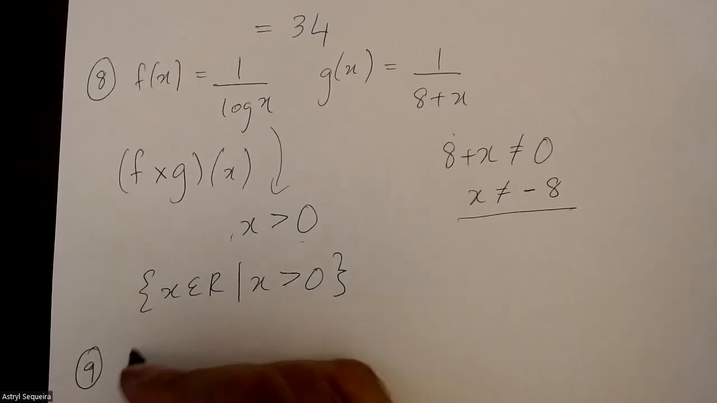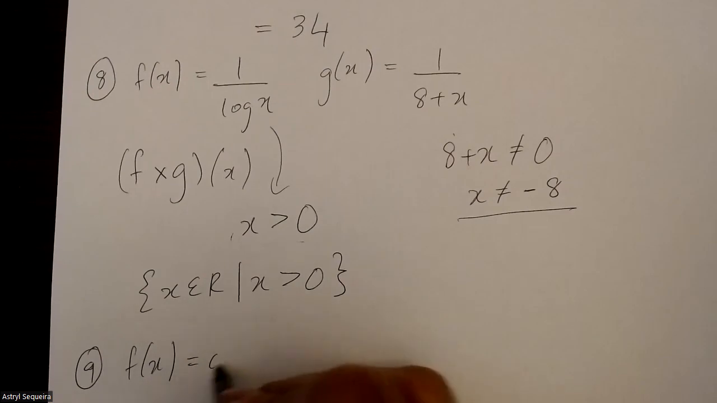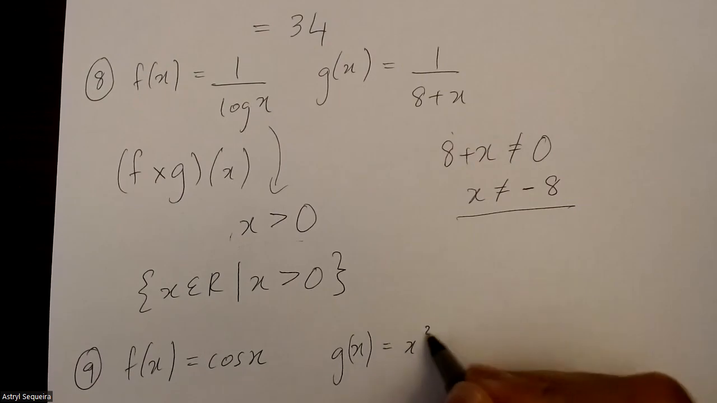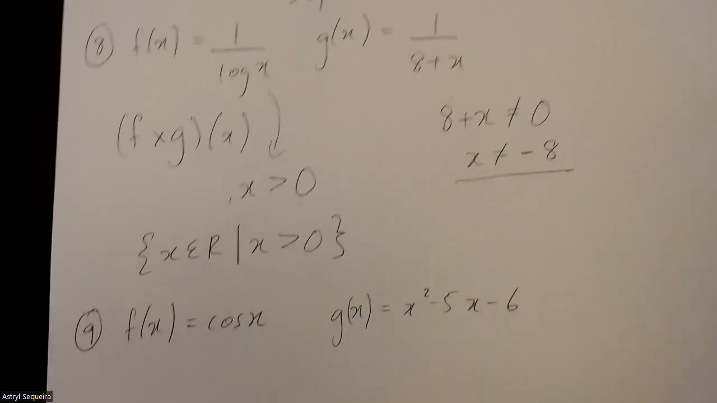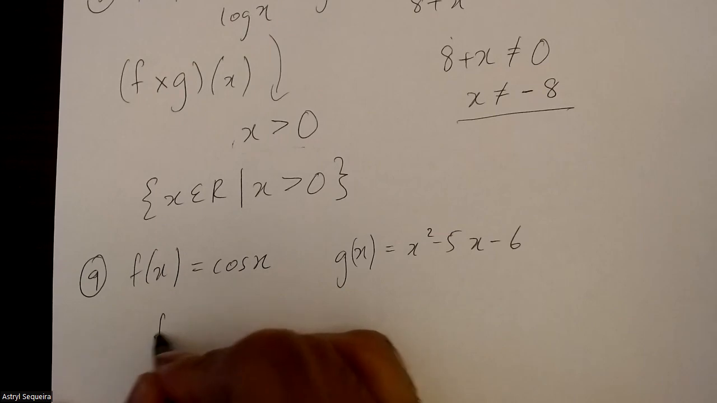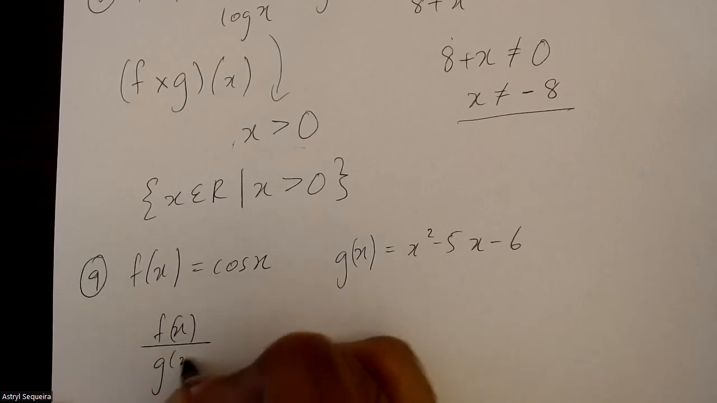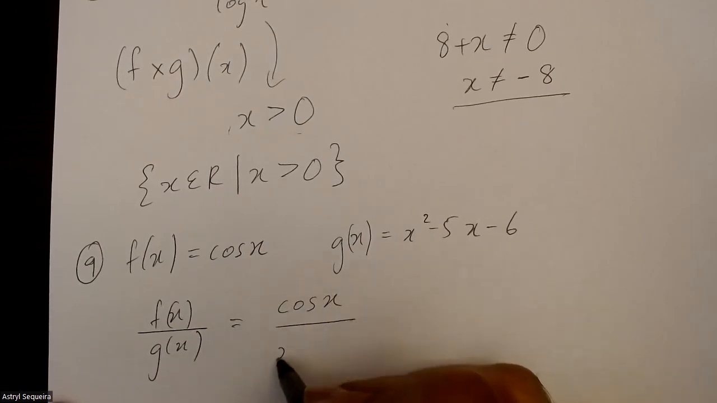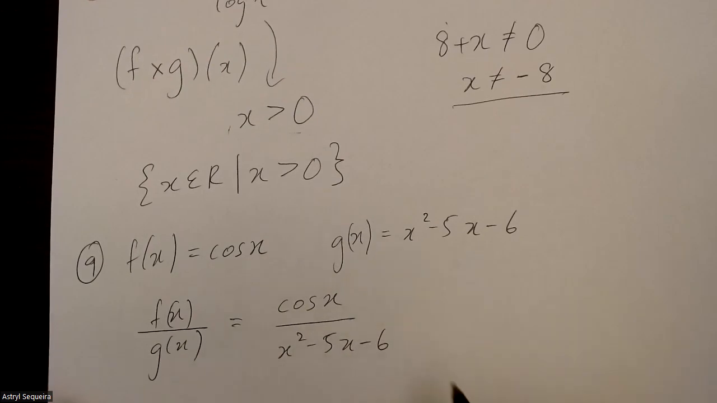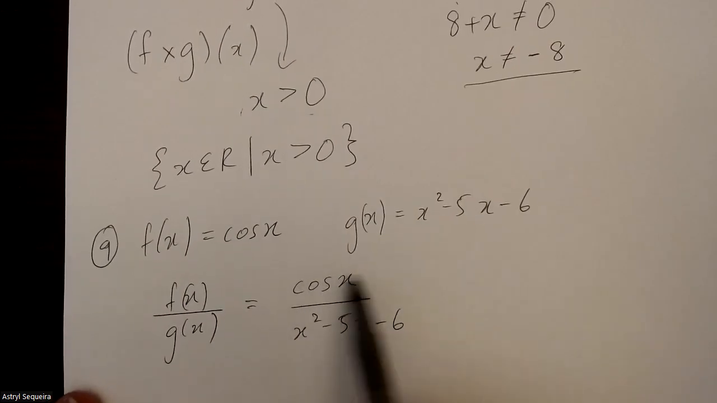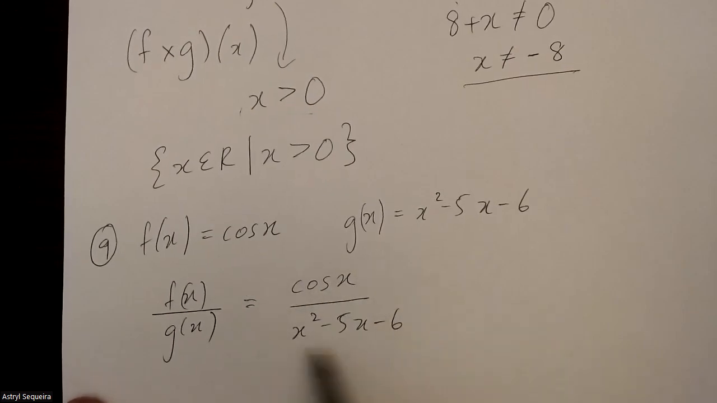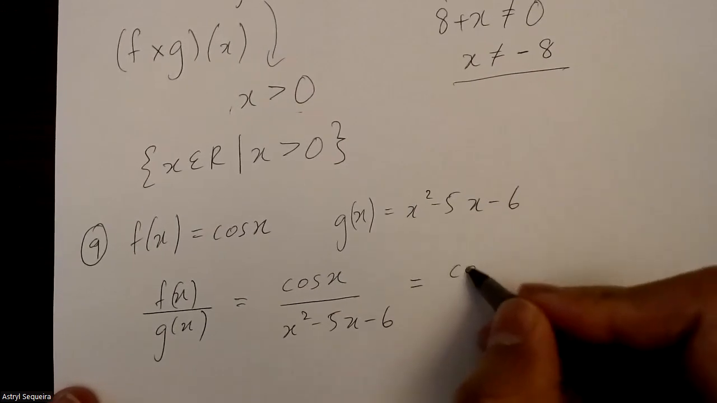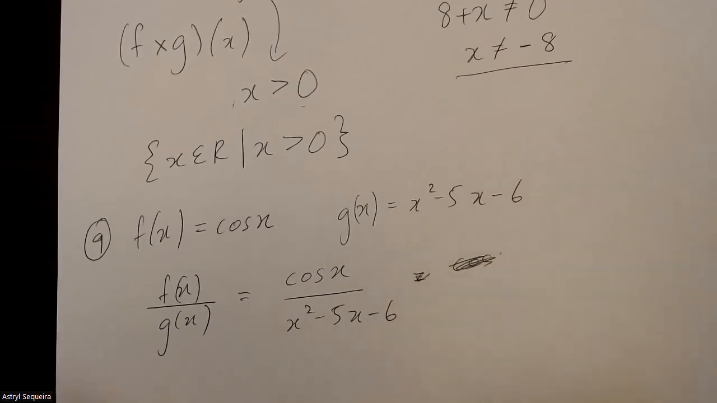And last question, we have f of x equals cos x and g of x equals x squared minus 5x minus 6. And we need to determine the domain of f of x divided by g of x. So f of x divided by g of x is just cos x over x squared minus 5x minus 6. Remember, cos and sine do not have any restrictions on domain. They're all real numbers, which means I just have to solve for the denominator and make it not equal to 0. So sure, I can do that over here.